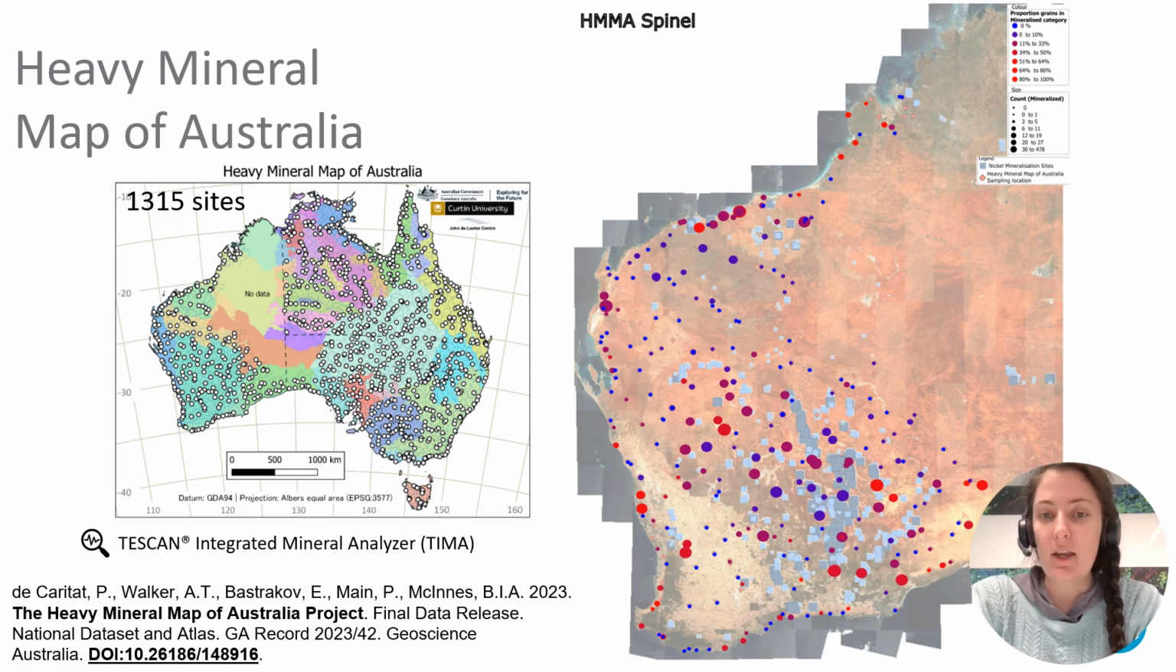So what we're looking at on the screen on the right is each of those spinel analyses from the heavy mineral map of Australia overlaid over the nickel occurrences in Western Australia. You can see that the Kalgoorlie province has quite high levels of mineralized spinel. So the more red the spinel, the more proportion of mineralized spinel. The larger the circle means there was more spinel analysis.